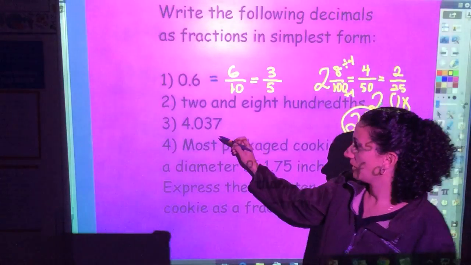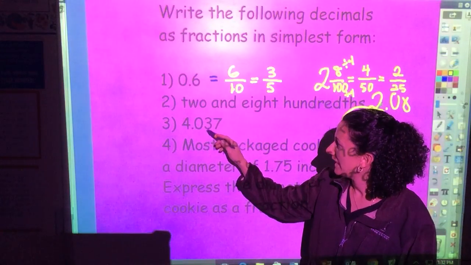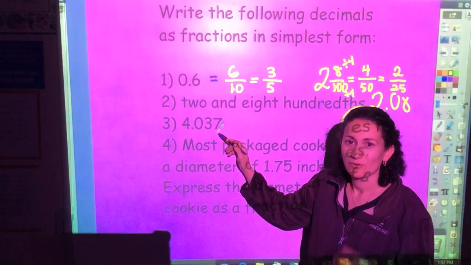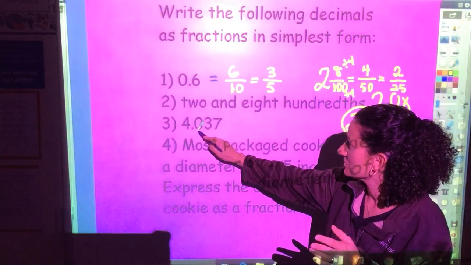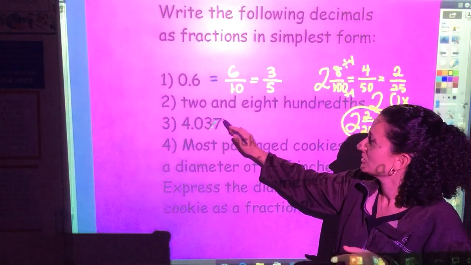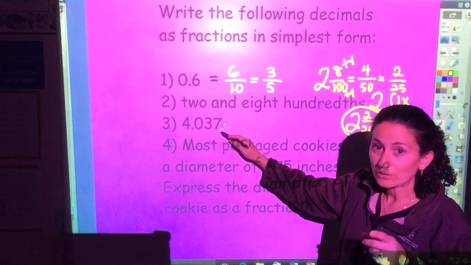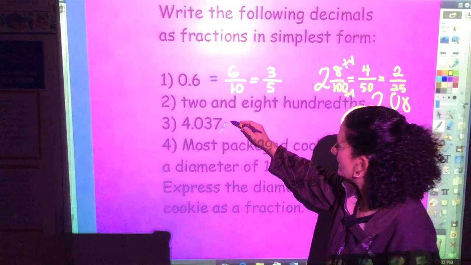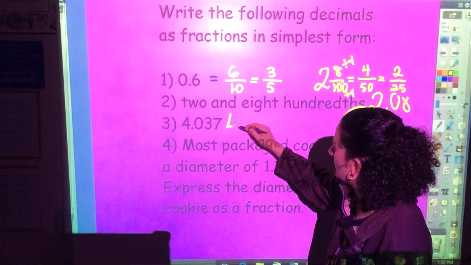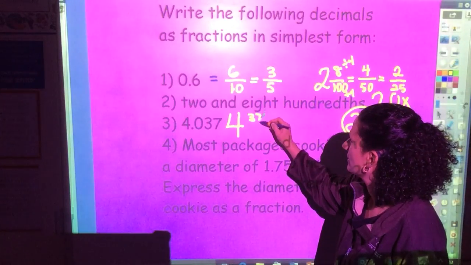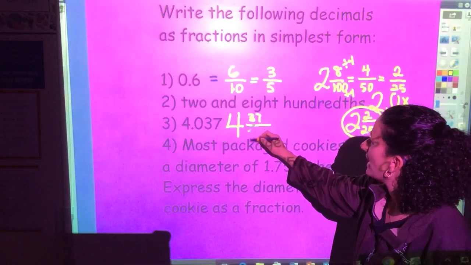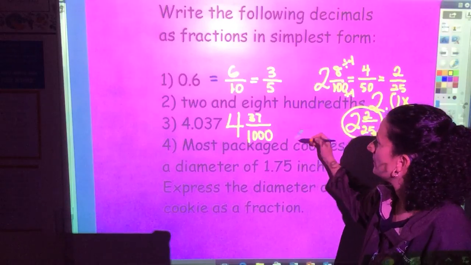Okay, here we have a harder one. 4 and 37, what? Well, let's break it down. That's the tenths, that's the hundredths. So this is the thousandths place. So to write this as a fraction, I would have a big 4. 37 is my numerator, and 1,000 would be my denominator.